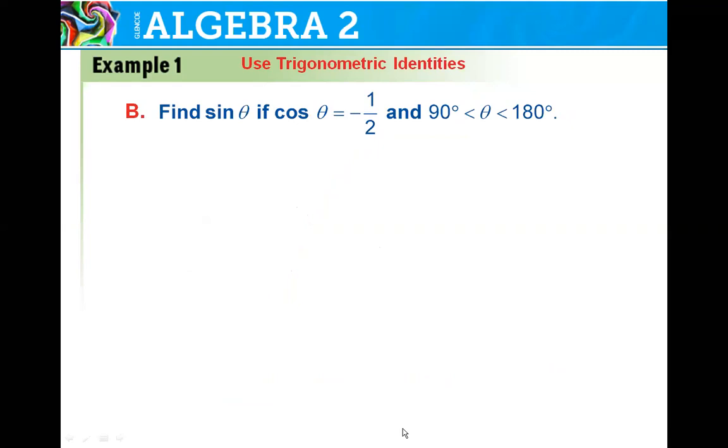Okay, I need to find sine theta if cosine theta equals negative half, and theta is included between 90 and 180. It means theta is in which quad?